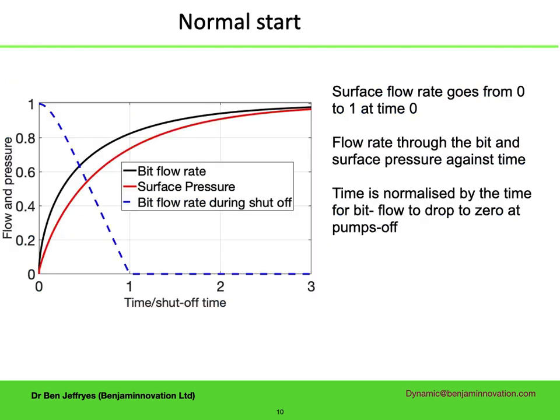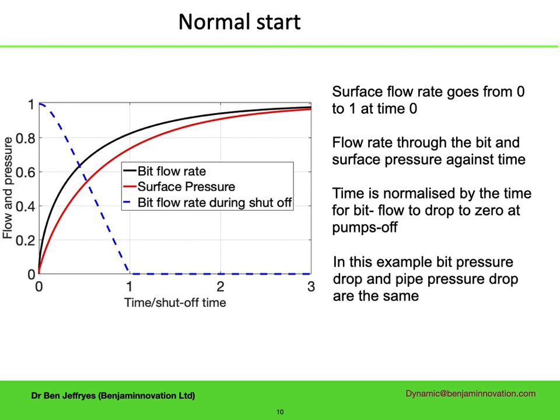In this graph, you see the effect of the pumps going from 0 to 1 at time 0, and I'm plotting the flow rate through the bit and the surface pressure, both normalized to their final steady-state values. Time 1 is the time it would take for the flow through the bit to drop to 0 if the flow was steady at 1 and the pump stopped, which is shown in the dashed line. There is an extra parameter here, and that is the ratio between bit pressure drop and pipe pressure drop, and in this example the two pressure drops are equal. Changing the ratio will change the shape of the curves a bit, but does not change the method I am going to describe.